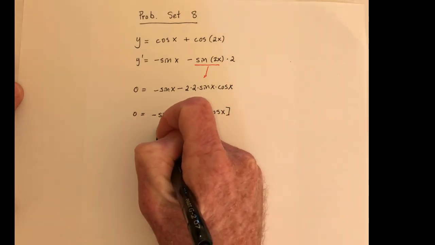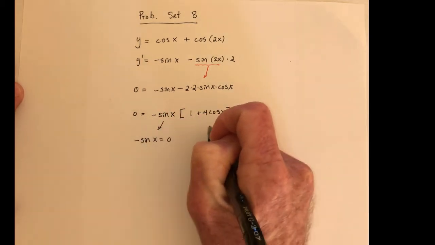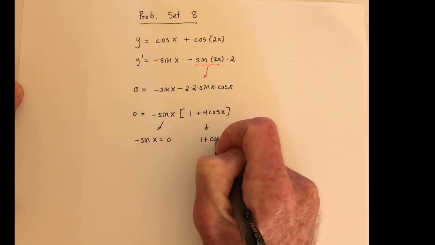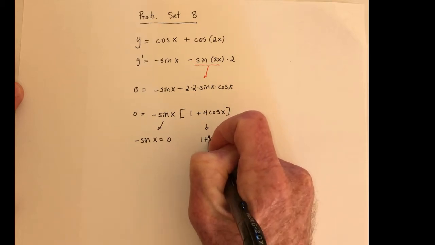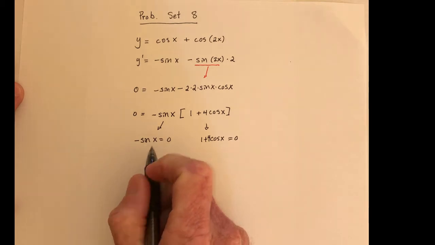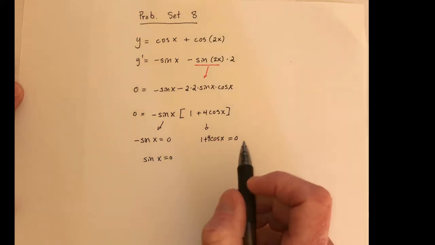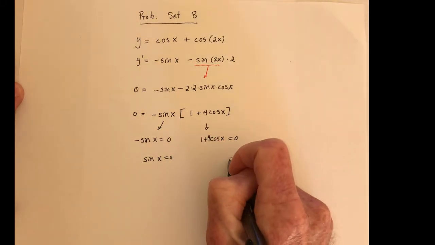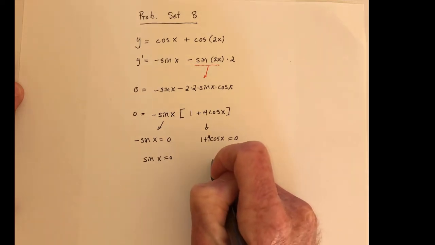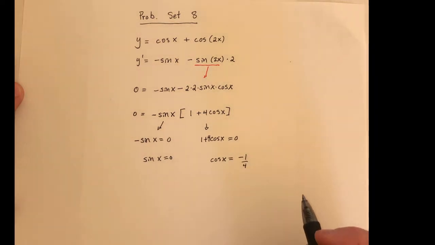Now that it's factored, set this one equal to 0. And set this one equal to 0. So with this, you could just multiply both sides by -1 and get sine of x equals 0. For this, move the 1 to the other side, it will become negative, and then divide both sides by 4. So this one is saying, when does cosine equal -1/4?